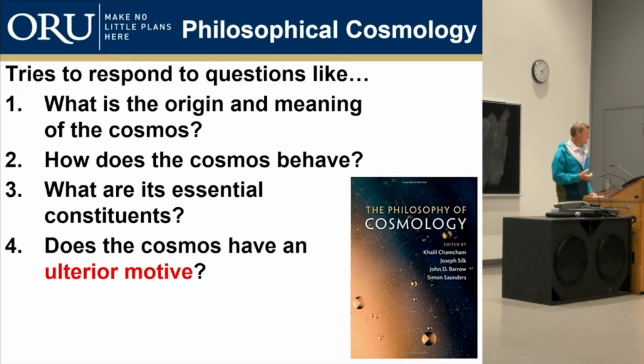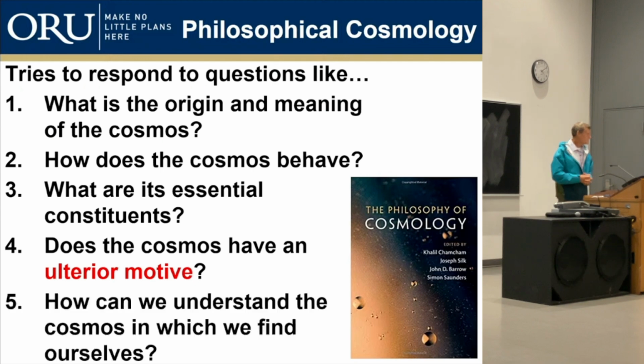Does the cosmos have an ulterior motive? How can we understand the cosmos in which we find ourselves? And like I said, when you think about the Earth, you can't help but extend that investigation to include how the Earth came about. And that's going to lead you to thinking about the cosmos itself. But you could actually ask these things about the Earth as well.